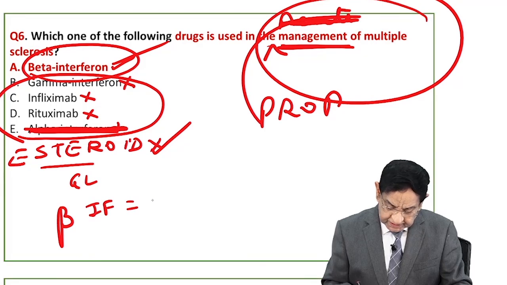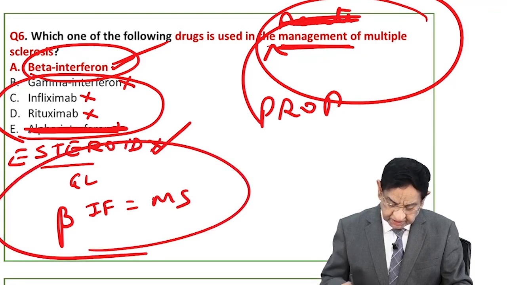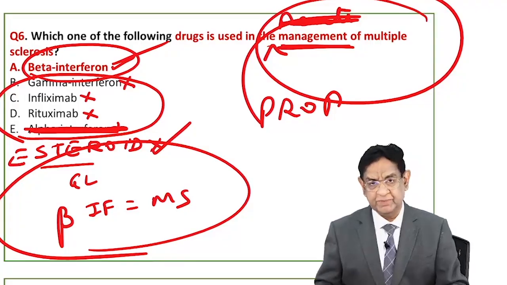Beta-interferon means you are dealing with multiple sclerosis. So simple, golden line to remember.